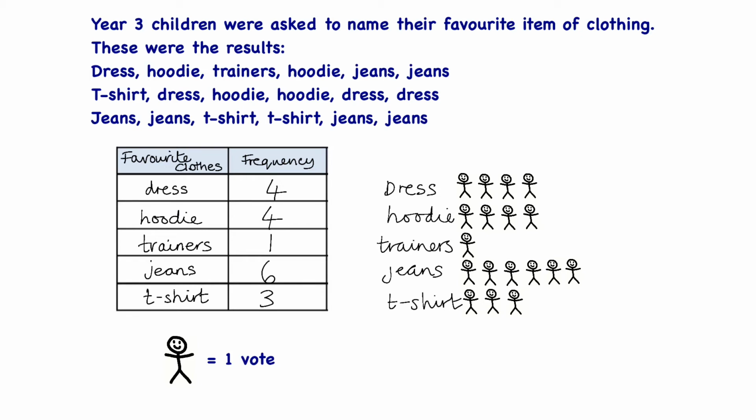it. A pictogram is also much easier to use if you're wanting to know some answers about some of the information you have. So let's say, for example, I wanted to know how many more people voted for a hoodie than trainers. Well, this is my hoodie part and this is the trainer part of the pictogram. So I can see that the hoodie has 4 and the trainers is 1. So that's going to be 4 take away 1 is 3. 3 more people liked the hoodie rather than the trainers.